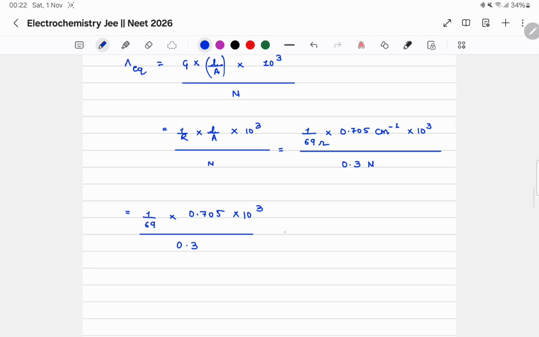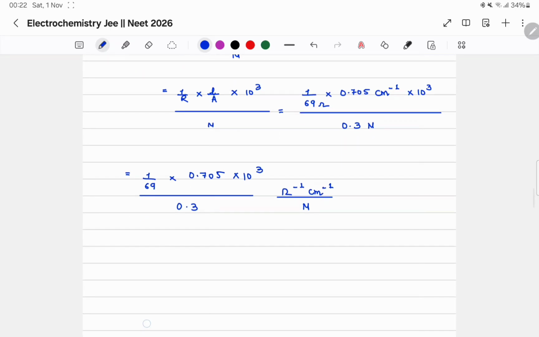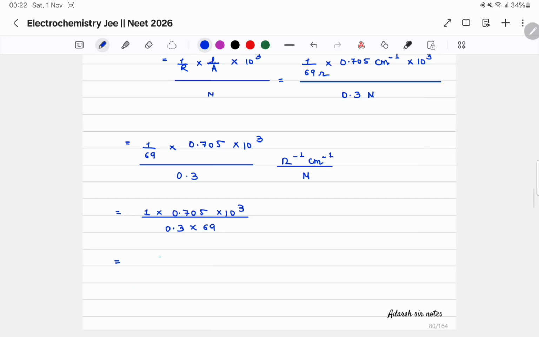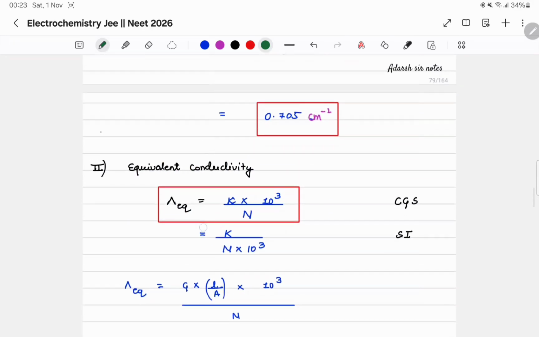The units, let me write. Ohm will go up, so it will become ohm inverse, centimeter inverse, and the down part is normality. Be aware, this unit is very important. Now if I talk about 1 into 0.705 into 10⁻³ divided by 0.3 into 69, if I calculate the whole part, this whole calculation will come to approximately 34.1. This is a calculation part, you can do it yourself. So 34.1 came. Now try to understand what will be the unit. Unit plays a very important role. Generally students get confused in the unit only.